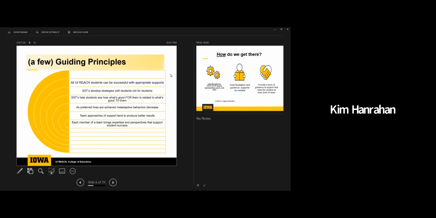We believe that all UI Reach students can be successful with appropriate supports. Teams develop strategies with students and not for students. So students are partnering with staff to understand and learn how their goals and dreams can be achieved. We help students see what's good for them is related to what's good to them. This one's especially pertinent as preferred lives are achieved, maladaptive behaviors decrease. Team approaches and support tend to produce better results, and each member of a team brings expertise and perspectives that support student success.